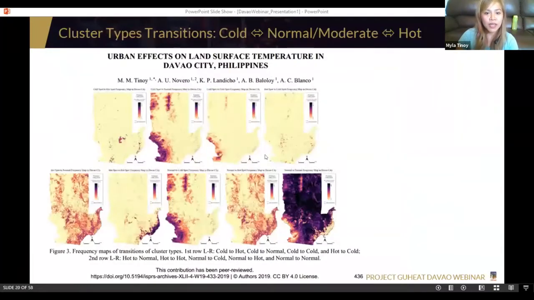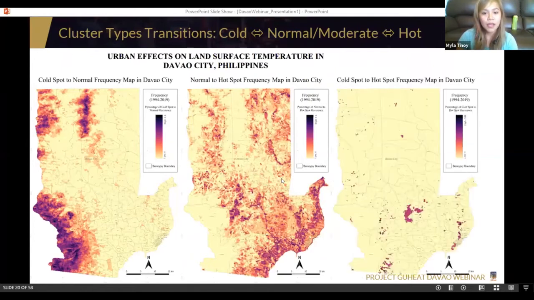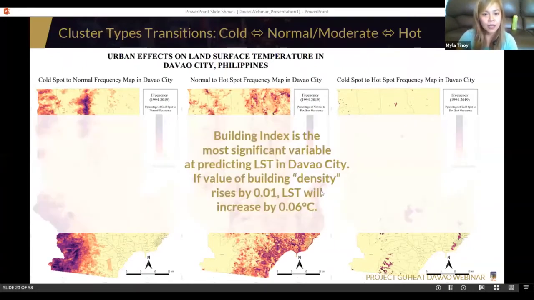I would also like to mention that we obtained maps of occurrence of cluster transition. These display which areas in Davao City have transformed from cold spots to moderate to hotspots, and which areas have experienced double transition from cold spots to hotspots, meaning they have greatly engaged in development. So in this research, through quantile regression, we concluded that building index is the most significant variable at predicting land surface temperature in Davao City. So if value of building density rises by 0.01, LST will increase by 0.06 degrees Celsius.